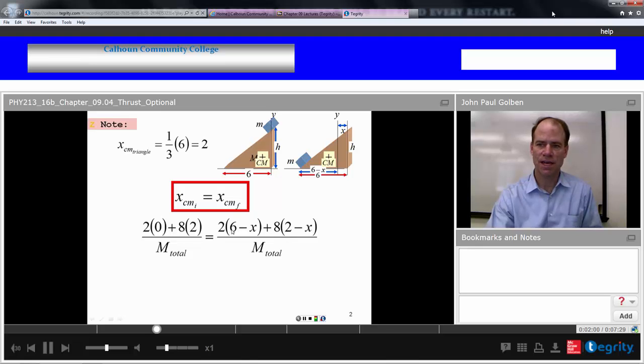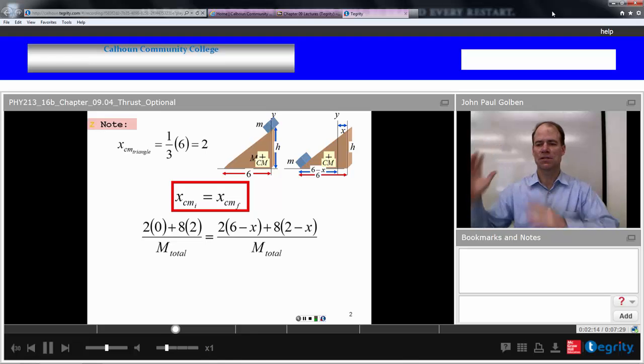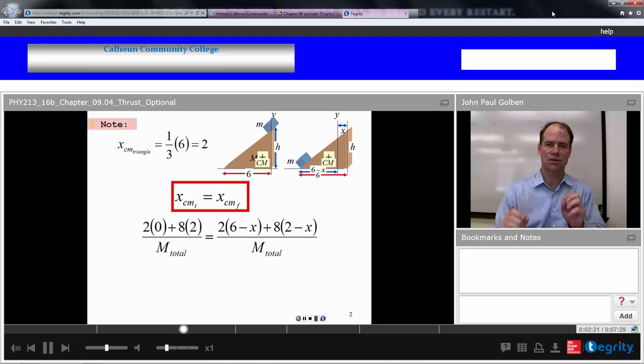In the final location, the little m, the 2 kilogram mass, is moved to a location of x equal to 6 minus x, and the 8 kilogram mass, the wedge, has moved to a new location of 2 minus x, because it's moved to the right a distance x. Originally it was at x equal 2, and now it's at 2 minus x, over the total mass of the system.